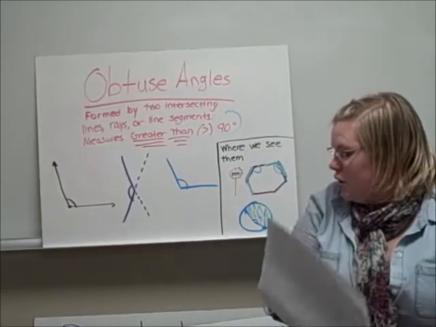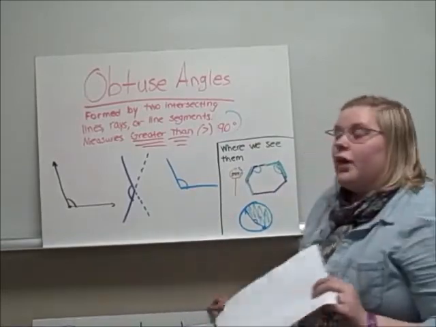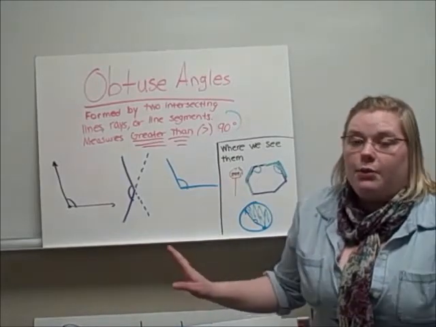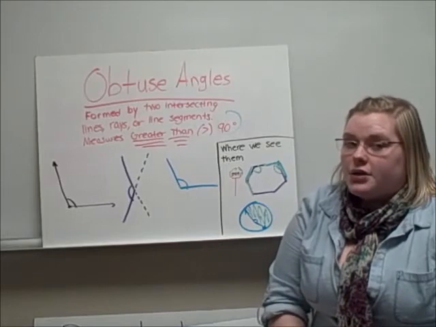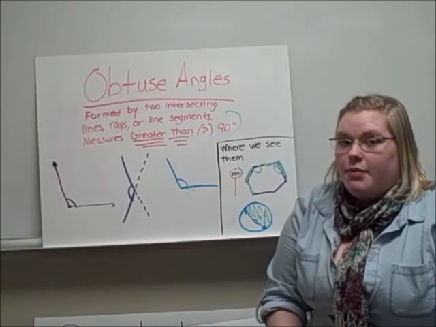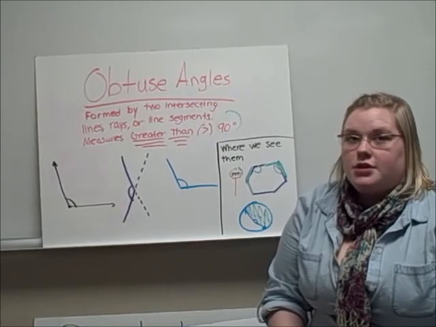So to review, we went through right angles, a very special type of angle, which measures 90 degrees all the time, no matter what. Acute angles measure less than 90 degrees, always. And obtuse angles measure greater than 90 degrees.